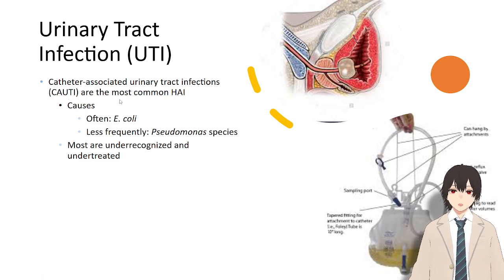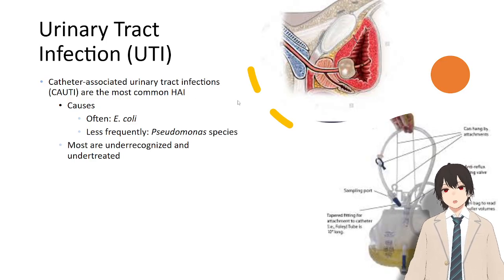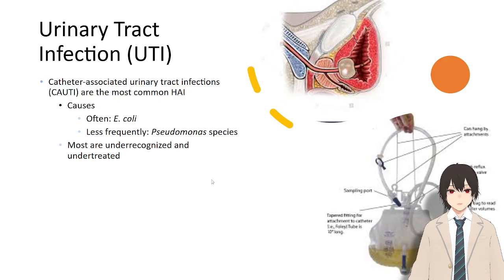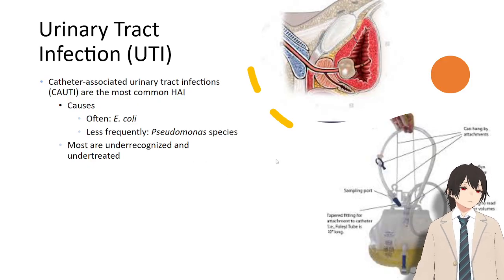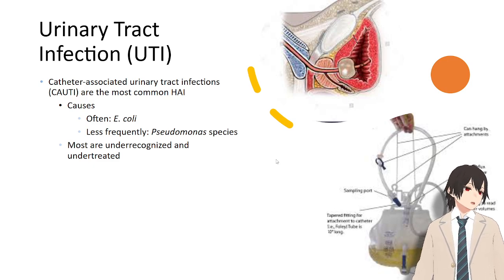So CAUTIs are definitely the most common healthcare-associated infection. The number one suspect for these infections is E. coli, this bacteria, and then Pseudomonas as the secondary species. Doctors need to know this a lot better and more in depth than nurses do. We just need to know that it's generally microorganism related, and that most of them are under-recognized, under-treated, and lead to extended hospital stays, which increase the cost of healthcare, and the patient's morbidity and mortality.